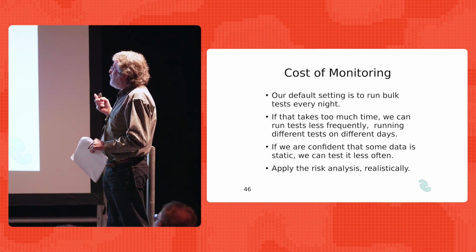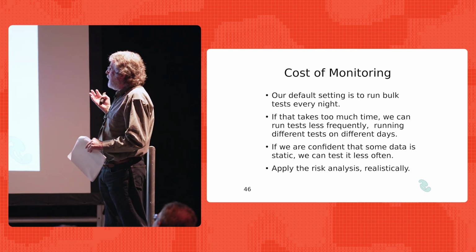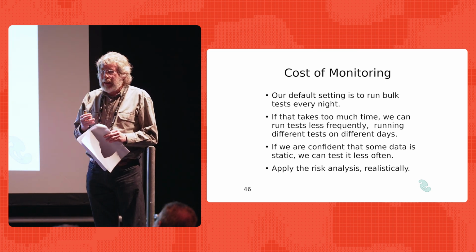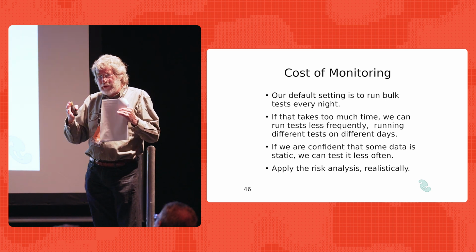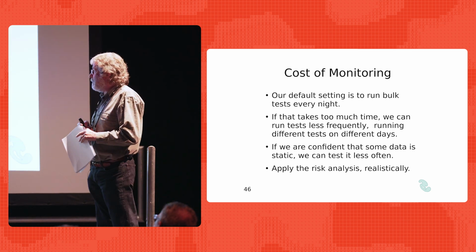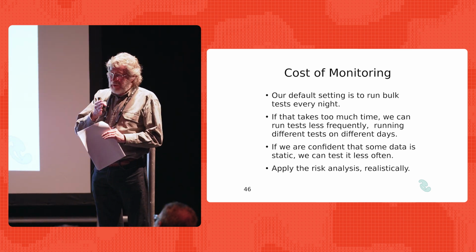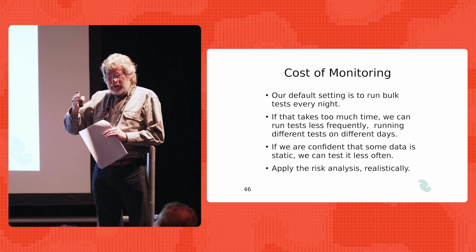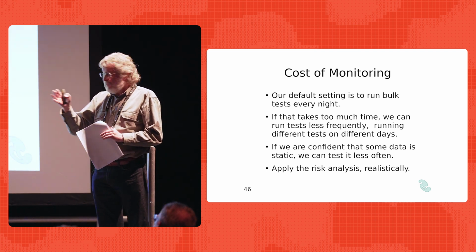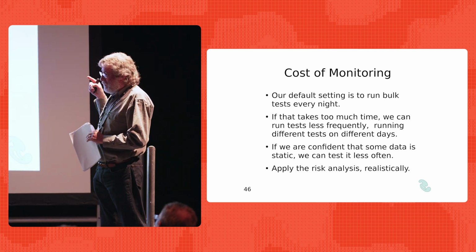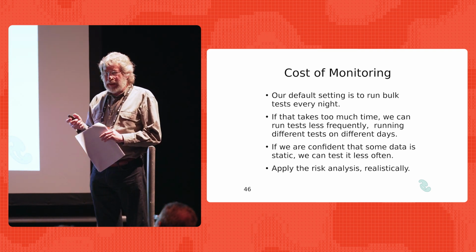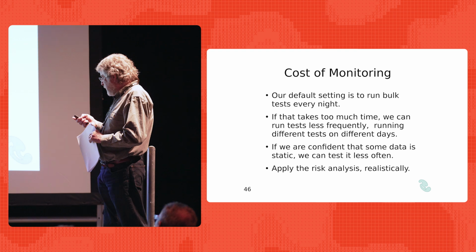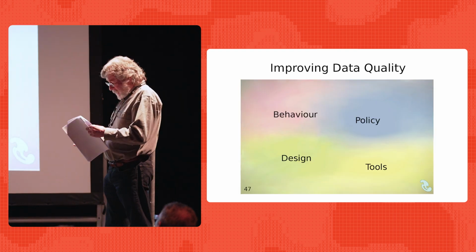So our default setting is to run all the tests every night. If that's taking up too much time, I've only found one case where we were starting to bump into time that was needed for something else. So what we did was to run different tests on different days so that over the week we cover them all. And also, if we've got some data that we're really confident is static, then we can test it even less frequently. So you can apply the risk analysis.